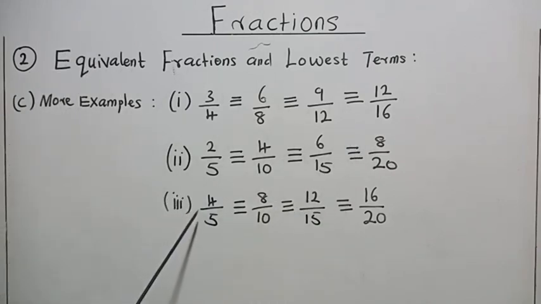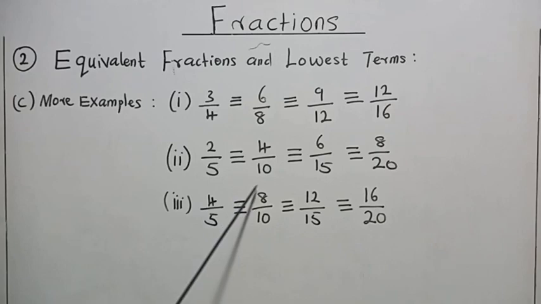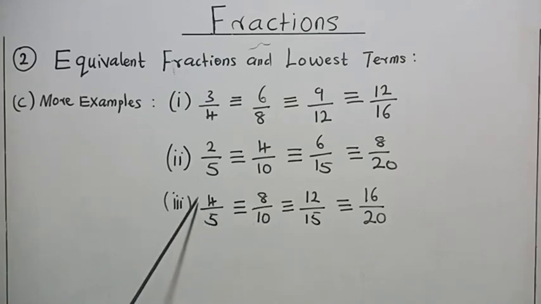Let's see the last example. 4 over 5. Something multiplies 4 to give us 8. The same thing multiplies 5 to give us 10. It is 2. So 4 times 2, 8. That 2 was chosen. 5 times 2, 10. Let's multiply 4 by 3 and multiply 5 by the same 3 to get this. That is 4 times 3, 12. 5 times 3, 15. Next, let this be equivalent to this.